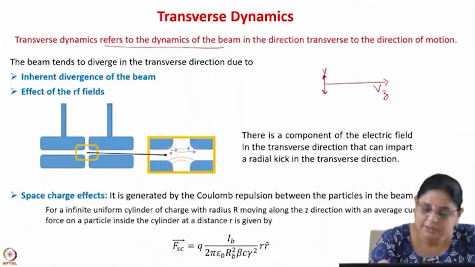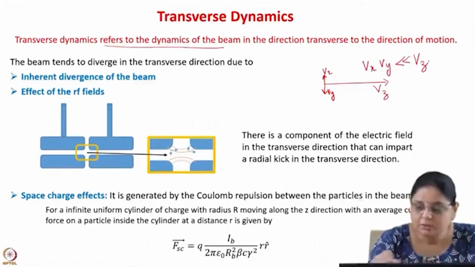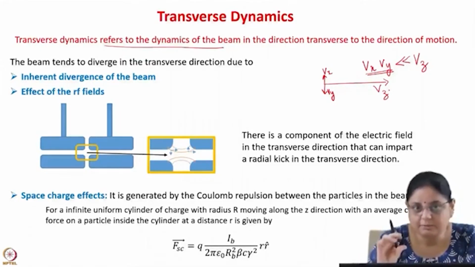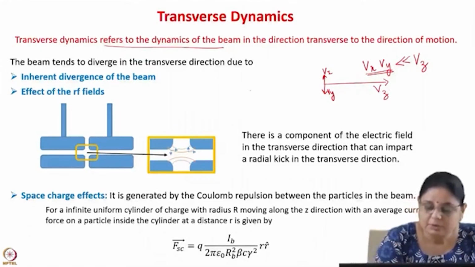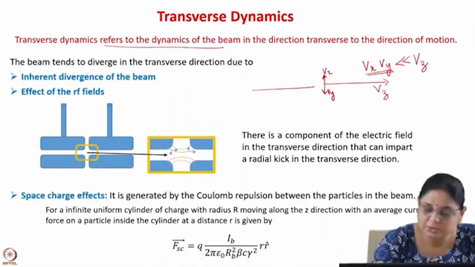Now we have already seen that to qualify as a beam, Vx and Vy should be much smaller as compared to Vz. So they are very small as compared to Vz, but there is a finite quantity. So because of this, the beam tends to diverge. So there is a velocity in this direction, there is a velocity component in this direction. The beam tends to move like this.